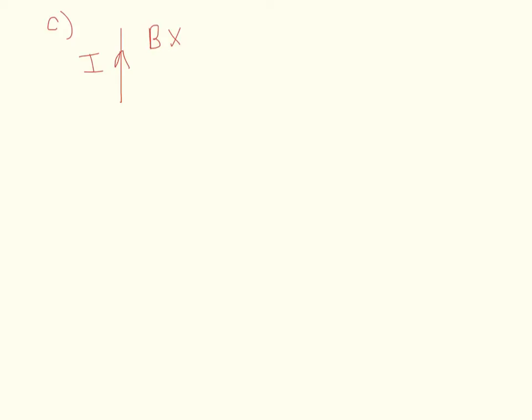So we can calculate that force by multiplying I times L times B. To get the current, I just did the EMF of 3 volts divided by the resistance of 5 ohms, so it's 3/5 of an amp for the current, times the length of the wire, which is 2 meters, times the 0.5, which is the magnetic field strength, and that comes out to a force of 0.6 newtons.